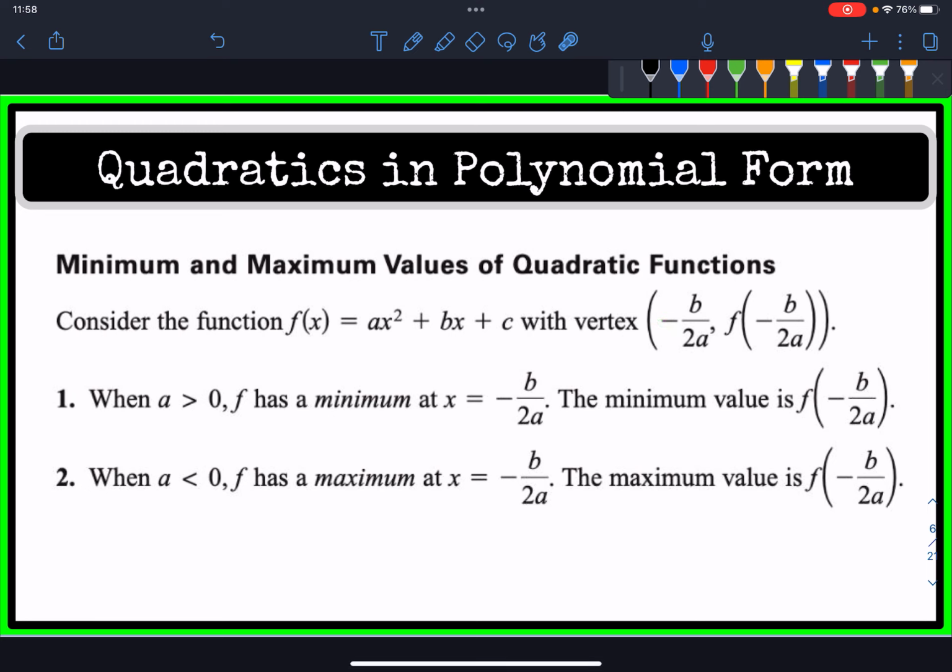Now this notation here, f of negative b divided by 2a, simply means that we're going to find the y coordinate of the vertex by substituting this number in for x, and then determining what that value is. But again, just like the vertex form, our quadratic has a minimum value if this value of a is greater than 0, and a maximum value if the value of a is less than 0. So let's look at some examples.